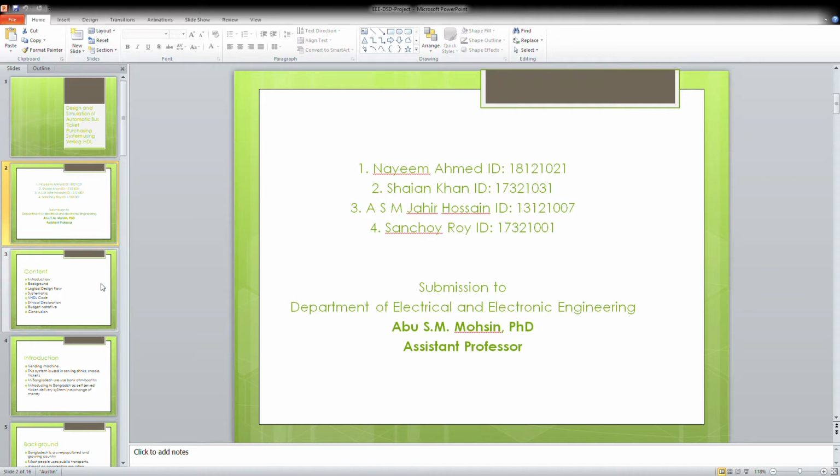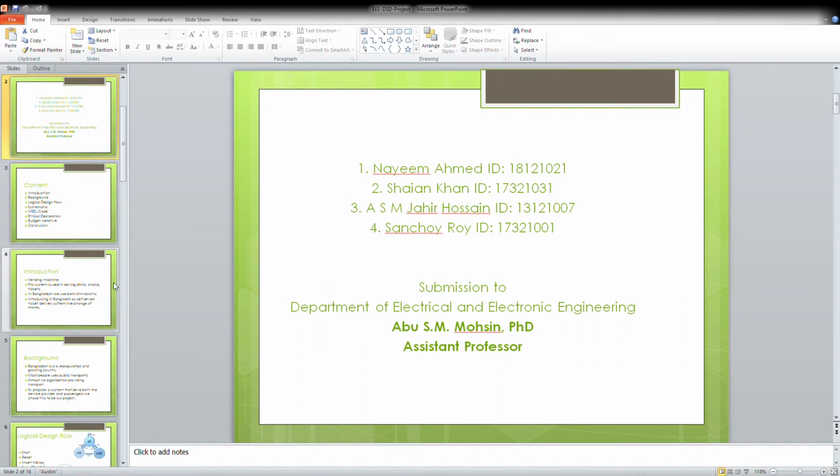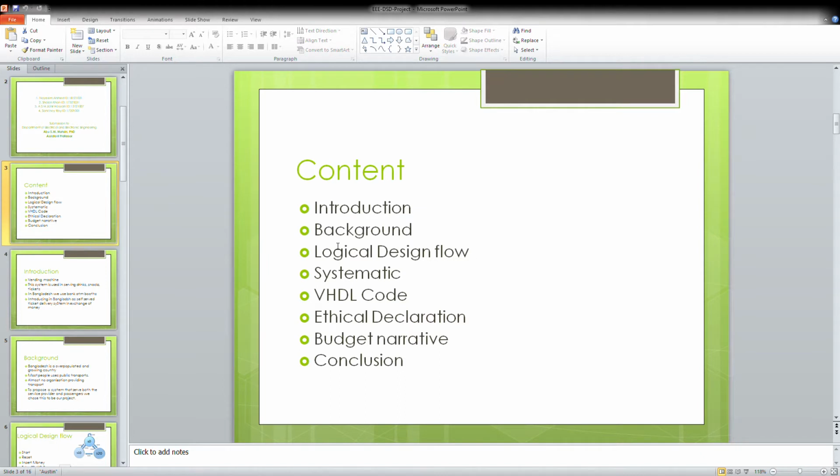In our next slide, we are going to see the content. In the content we have introduction, background, logic design flow, systematic, Verilog HDL code, ethical declaration, budget narrative and conclusion.